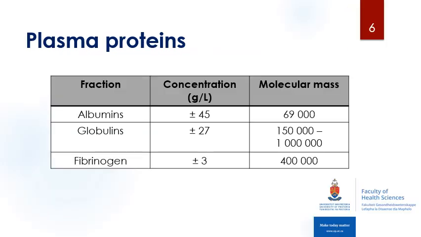So let's take a look at these plasma proteins. You have your albumins, which tend to be the smallest in size, but have the largest concentration in the blood. You have your globulins, which tend to be the largest in size, and then fibrinogen, which is somewhere in between.